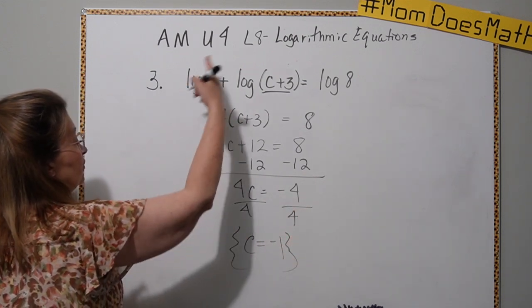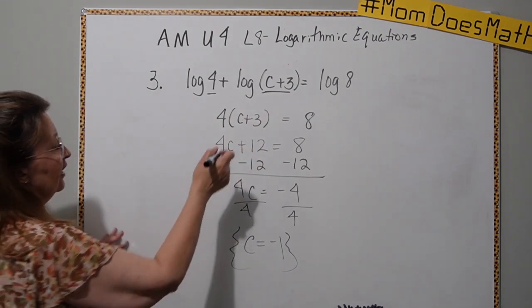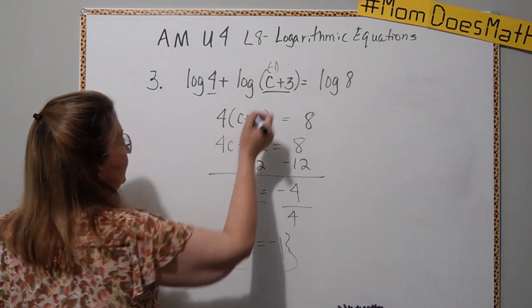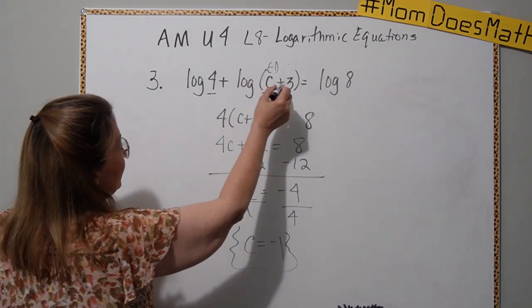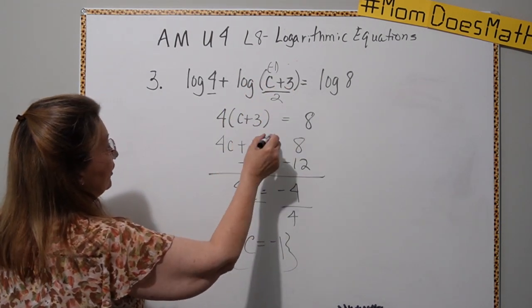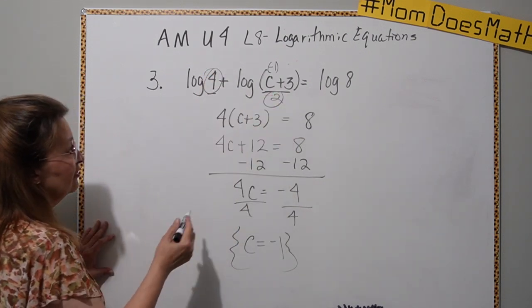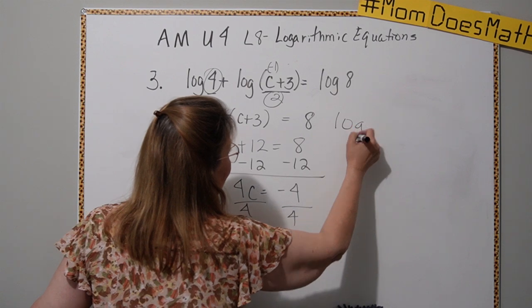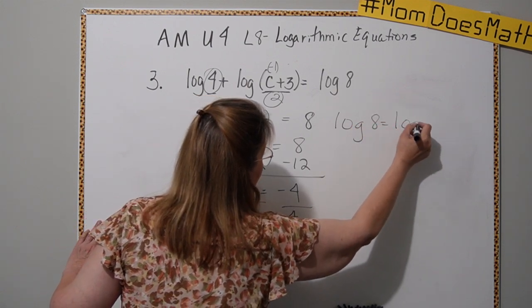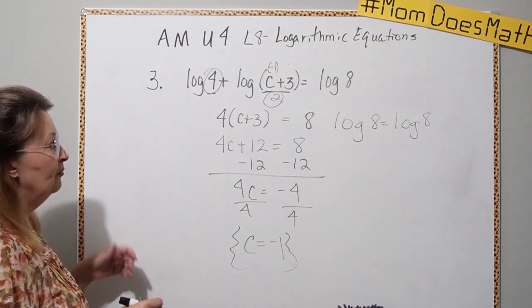And yes, you would want to plug this back in and check it. Now let me show you how you check this. If I plug negative 1 in here for c, what is negative 1 plus 3? Well, that's 2. Now remember, according to your product property, you can multiply your two arguments together. So is log 8 equal to log 8? Yes, it is, and it is not a non-positive number. So you're good to go.